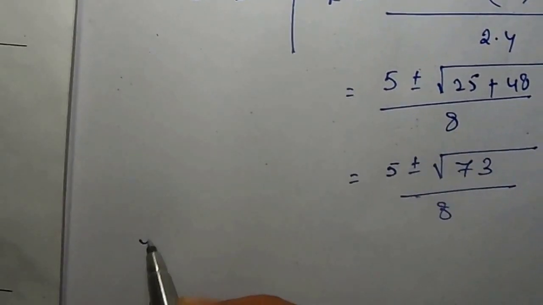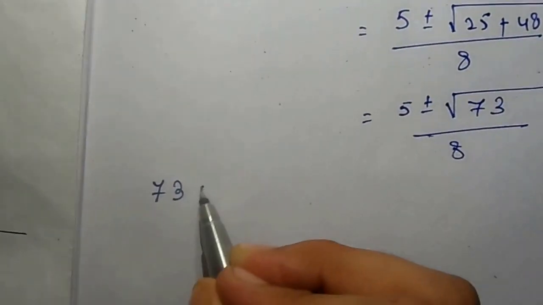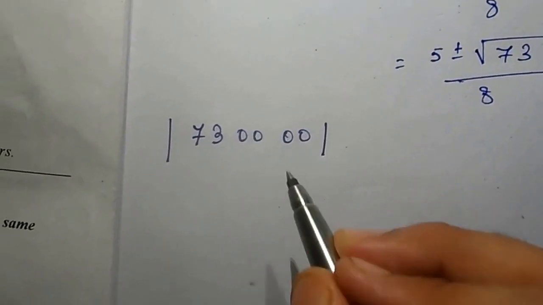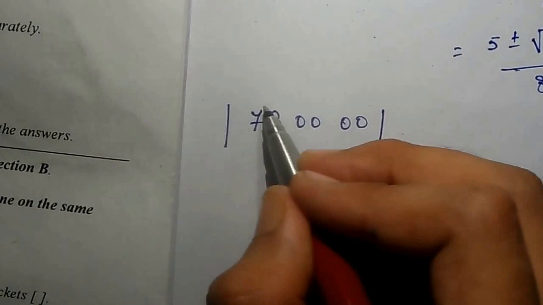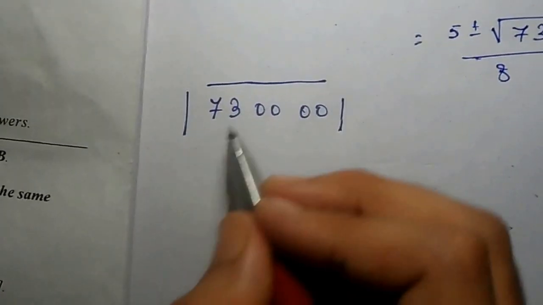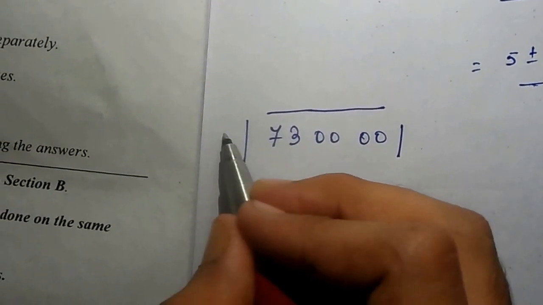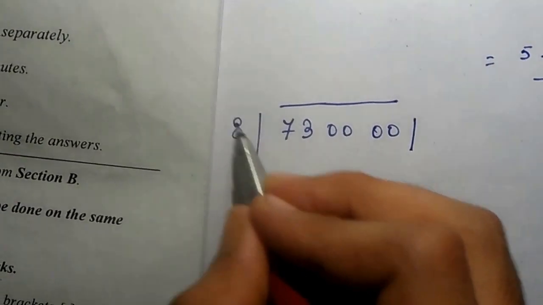Now we have to solve the root. Now solving the root, we get 73. Now we put 2 zeros over here and 2 zeros over here. Now this is a process that you must have learned in lower classes. So let's do it once again. Now what is the nearest square? Nearest square is 64, and that belongs to 8. So 8 square is 64. So we will write 8 over here.